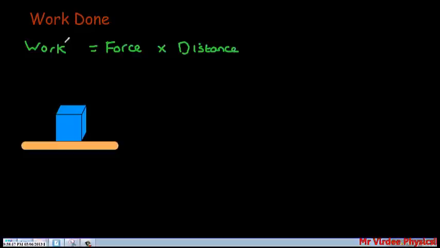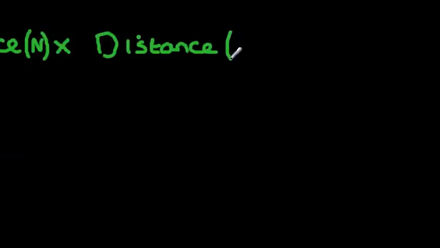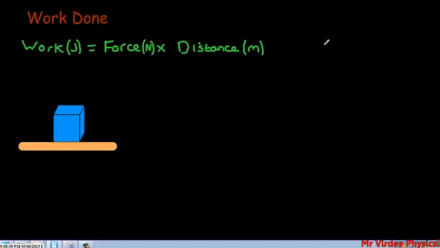We measure work in joules, and the reason we measure it in joules is because when you do work to an object, you transfer energy to it. Force obviously has the units newtons, and distance will have the units measured in meters. If you find this too complicated, we can put this into a triangle for you as well. So work, force and distance.